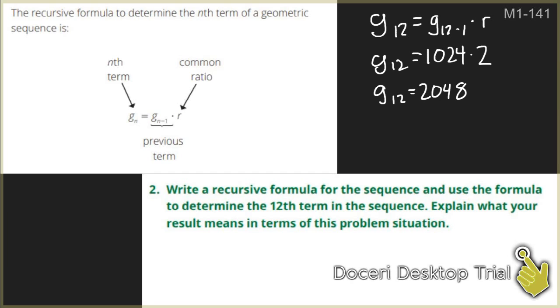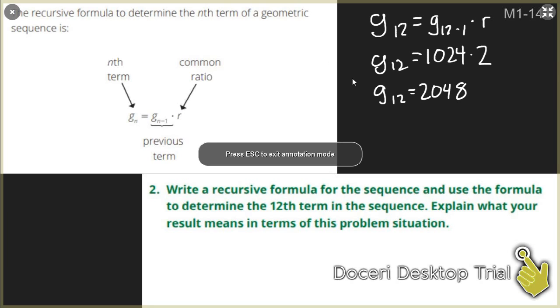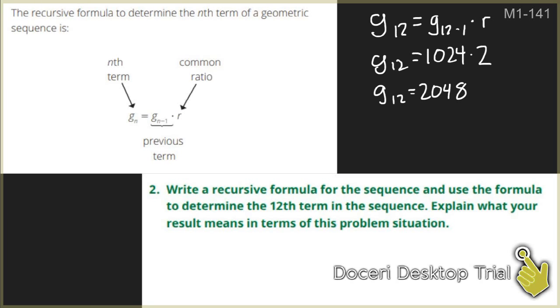2048. And what does that mean in terms of the problem? That means that's how many cells there will be after 11 divisions. The reason I say there's 11 divisions is because term 1 was 0 divisions. There hadn't been a division yet. So this is after 11 divisions is the 12th term. Similar to the home runs, our first term was 0 home runs. Here, it was 0 divisions in our first term.